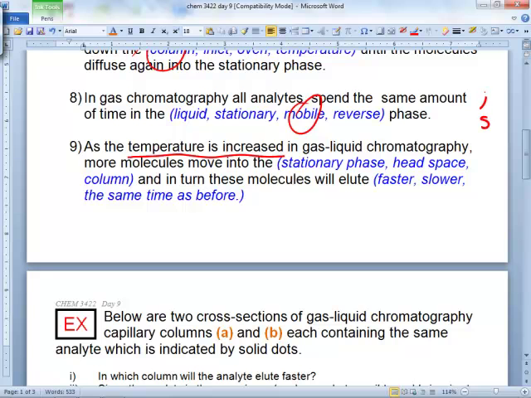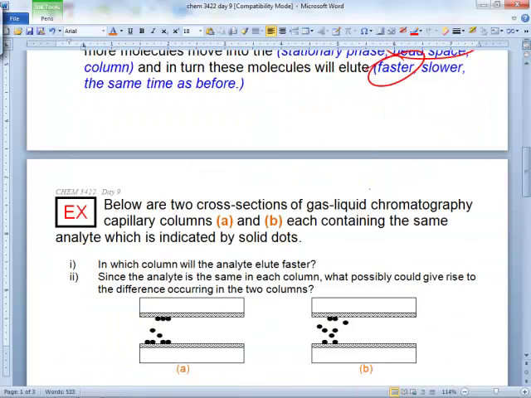Here's a hint. Highest energy state is gas. Give things more energy, they're going to turn into a gas. So that means that this stuff is going to exist more and more in the headspace, more and more in the headspace. And in turn, these molecules will elute faster because they're in the mobile phase.